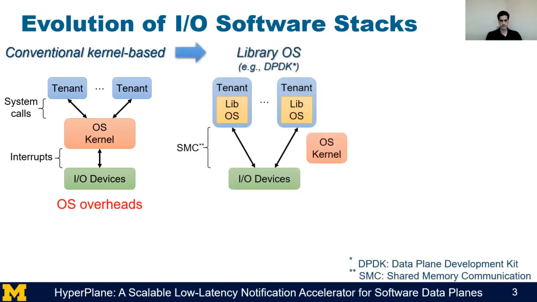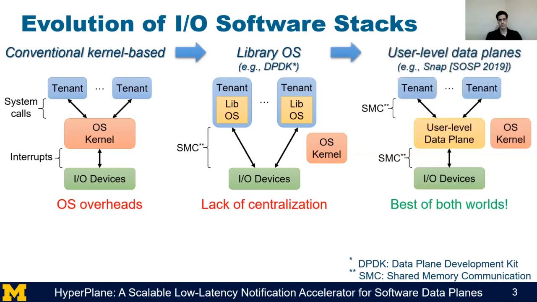To avoid these inefficiencies, a widely used approach particularly promoted by Intel Data Plane Development Kit or DPDK is to bypass the OS kernel as shown on the right. In this approach, the I/O software stack is implemented as a library OS as part of the user process. Although kernel overheads are avoided here, the downside of this approach is lack of centralization, as I/O devices in whole or in part are statically dedicated to tenants.